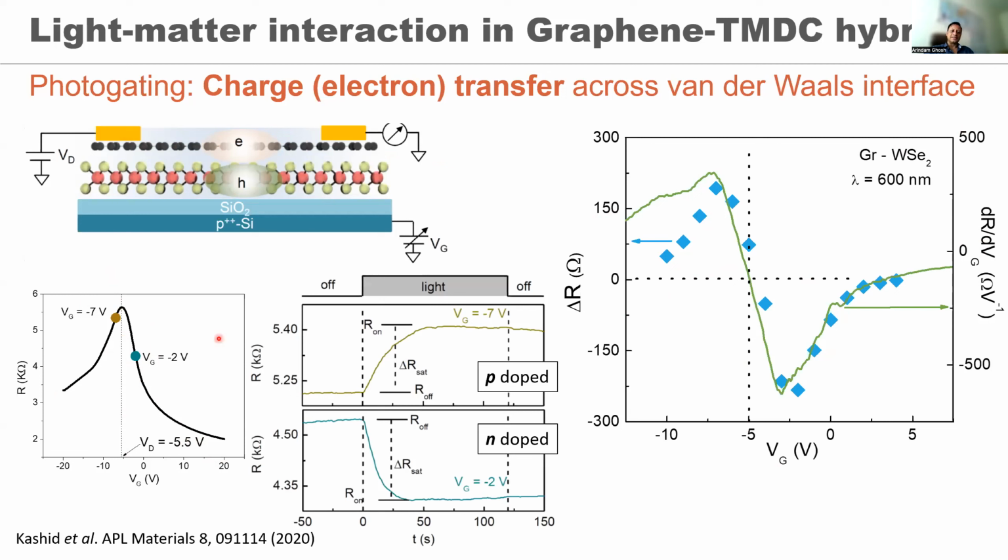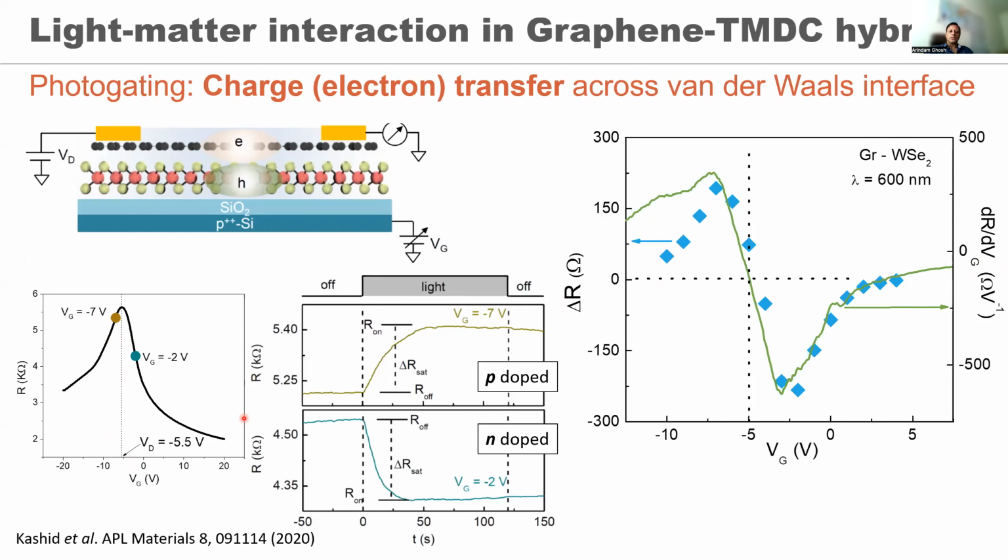What it simply means is that when the gating effect is maximum, which is roughly somewhere here and here, where the resistance varies with gate voltage the fastest, that's where the change in resistance that you get by shining light is maximum. And that's usually taken as a smoking gun signature of a photogating mechanism, in which the change in resistance is directly proportional to dR/dVg, or the transconductance characteristics of the graphene channel.